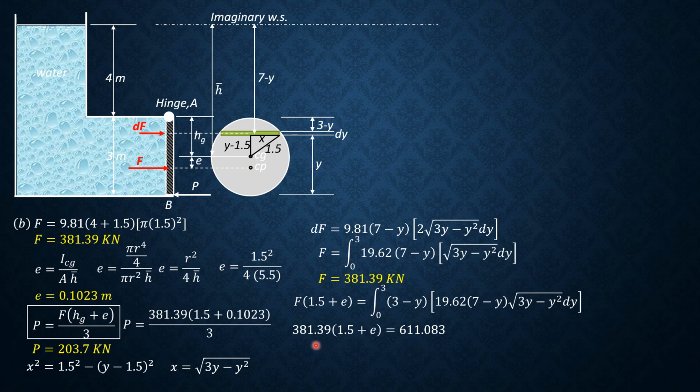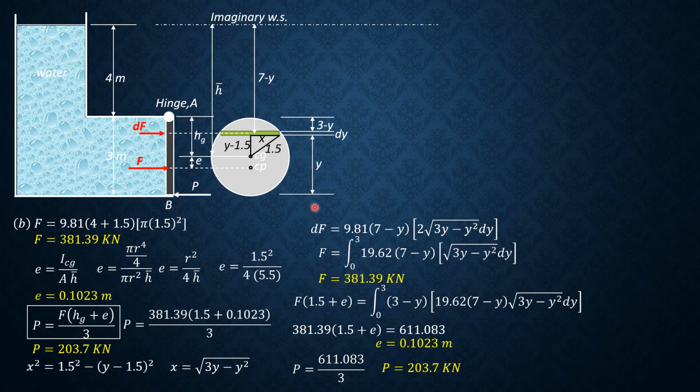So to solve for E from this equation, 611.083 divided by 381.39 minus 1.5. So E is 0.1023 meters. This is the same as that. Then for P, 611.083 divided by 3, because that's the value of this numerator here. So P is equal to 203.7 kilonewtons.